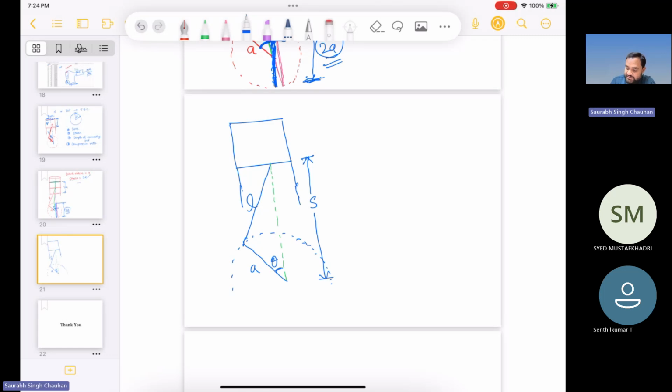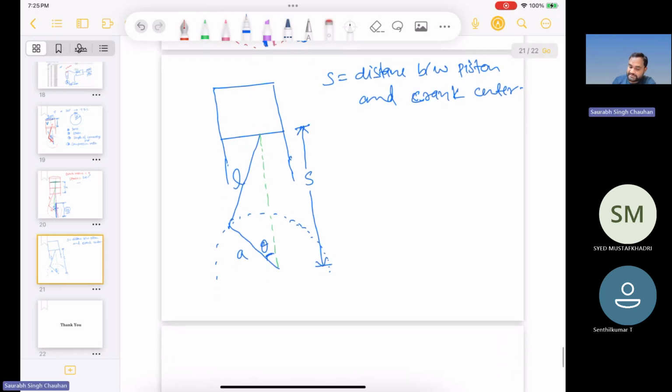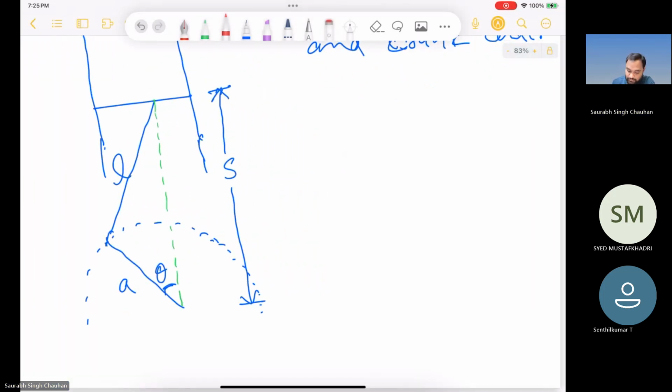S is basically the distance between piston and crank center. Using trigonometry, you can tell what will be the S, right? You can easily calculate that. So how will we calculate S? For calculating S, let us draw a perpendicular from this point to this green line, this vertical line.